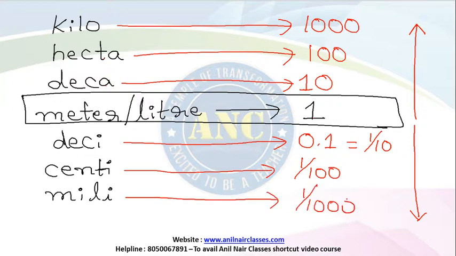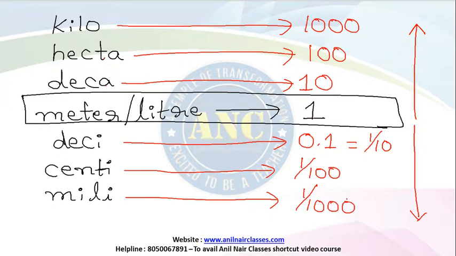That means I am keeping the base value as meter or liter. Depending on the unit given in the question, you can change it accordingly. That I will call 1. If I want to move upward, in simple language, deca is nothing but 10, putting 1 extra 0 after 1. Hecta is 100, putting 2 extra zeros after 1. Kilo is 1000, putting 3 extra zeros after 1.